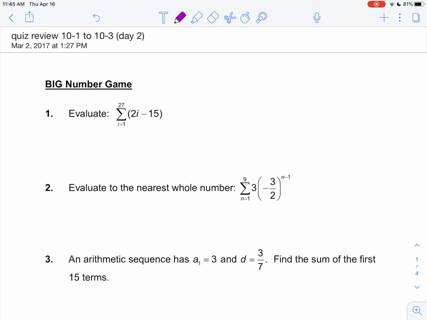Hello, Precalculus. I wish we were together today because this is one of the few games that we ever get to do in class. I've been doing this game for 20 years now, and it's kind of fun if you like this sort of thing.